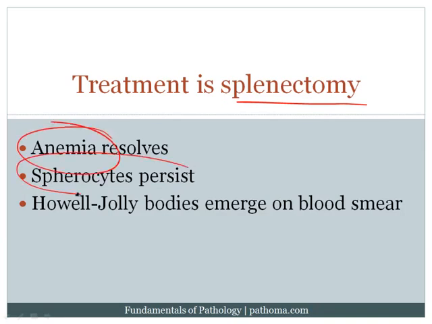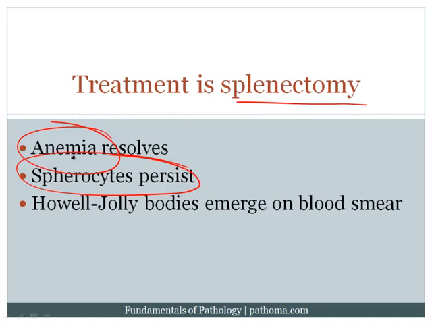The spherocytes will persist. Why will the spherocytes persist? Because the cells continue to have a problem with membrane blebbing, and the cells will still go through some areas of the reticuloendothelial system, for example, in the liver and in the lymph nodes, and so some membrane will be removed by the reticuloendothelial system. However, the anemia will resolve.